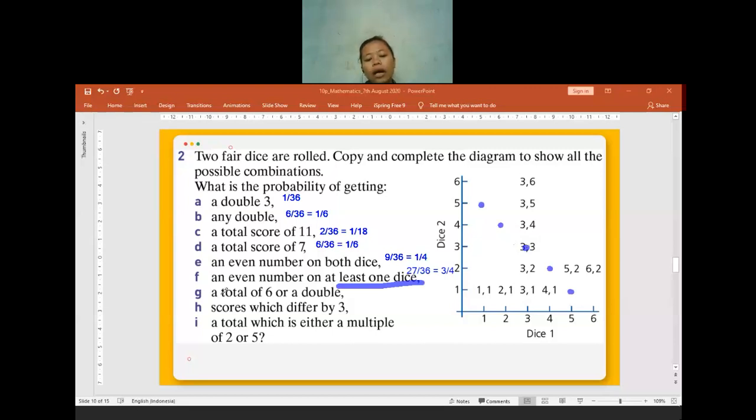And then for the other one, a double. Double means 1,1, 2,2, 3,3, 4,4, 5,5, 6,6. So in total there will be 1, 2, 3, 4, 5, 6, 7... Yeah, it will be 11. Is it 11 or 12? 11, because 3,3 was counted twice. Yeah, you counted twice.